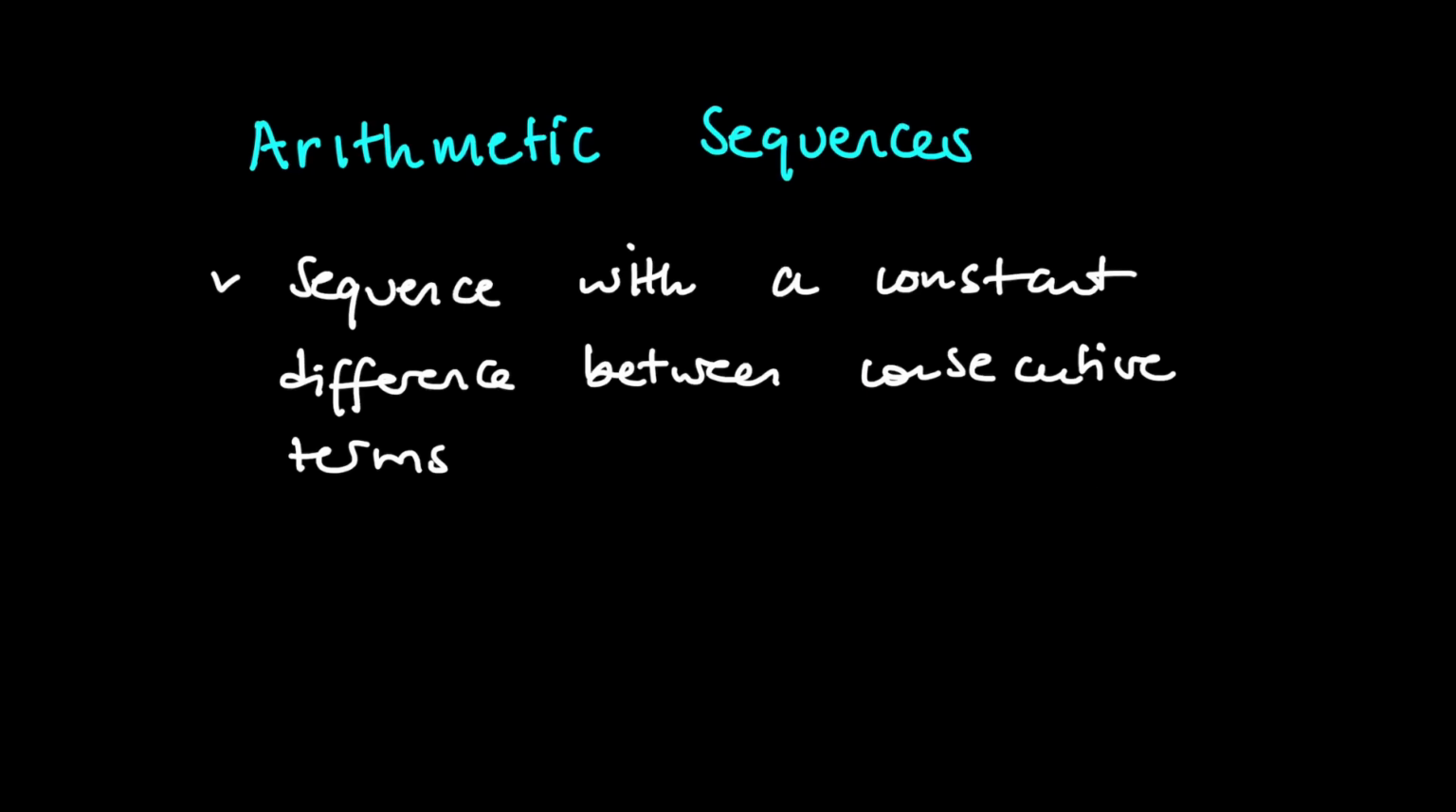In this video, we are dealing with arithmetic sequences. This is a sequence with a constant difference between consecutive terms. We refer to them sometimes as linear sequences. In these sequences, to get the next term, you need to add a constant value.